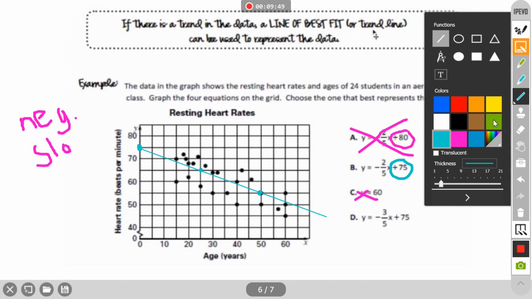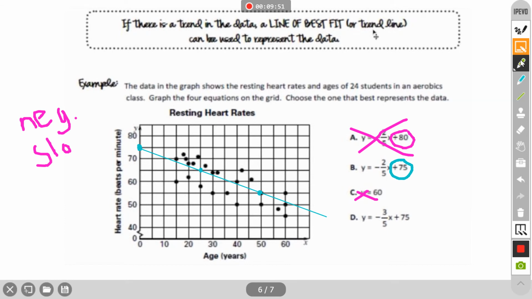So for our last equation, we're also still starting at 75. So starting at the same point, but this time it says we're going down 3 to the right 5. So I plot it here, then down 3, and to the right 5. And automatically I can already see that this is not going to be a very good representation.